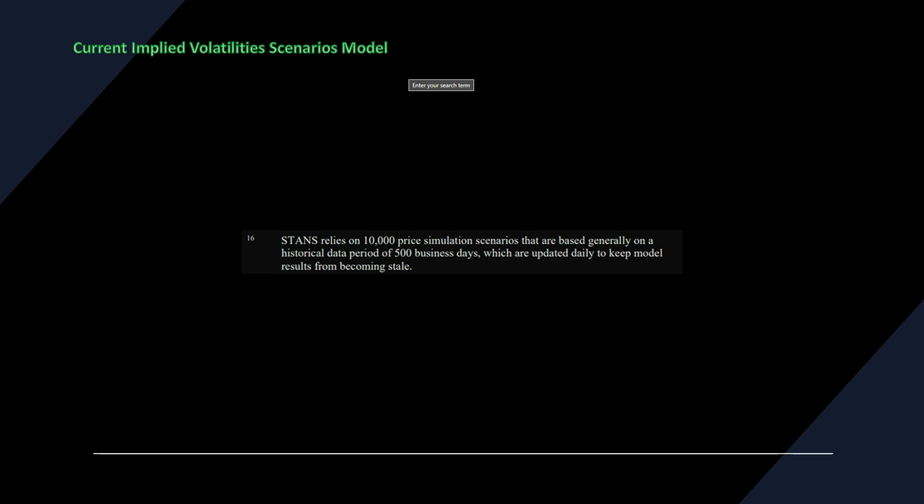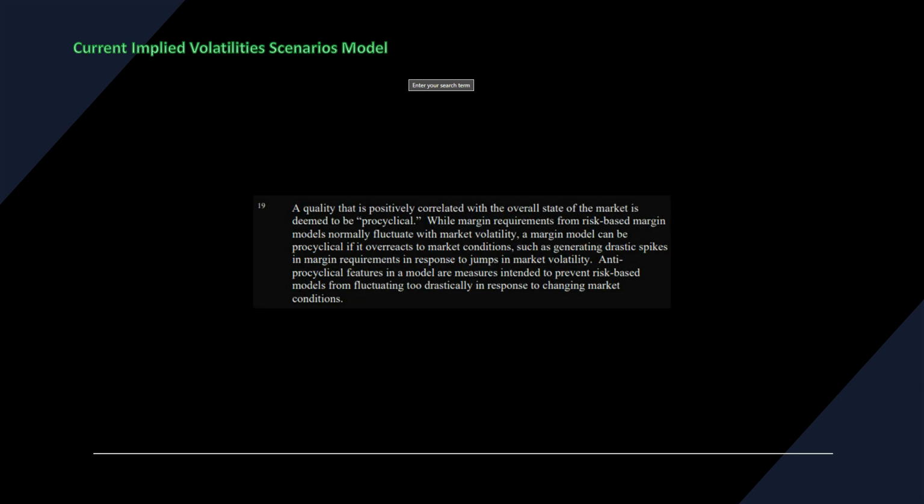So Supernote 16, STANS, relies on 10,000 price simulation scenarios that are based generally on a historical data period of 500 business days, which are updated daily to keep model results from becoming stale. That's daily updated 10,000 scenarios over a period of 500 business days. So I'm telling you, it's nuts, and it's easy to get all this data now. With the birth of APIs, easily accessible, it's all out there, and it's available to get.